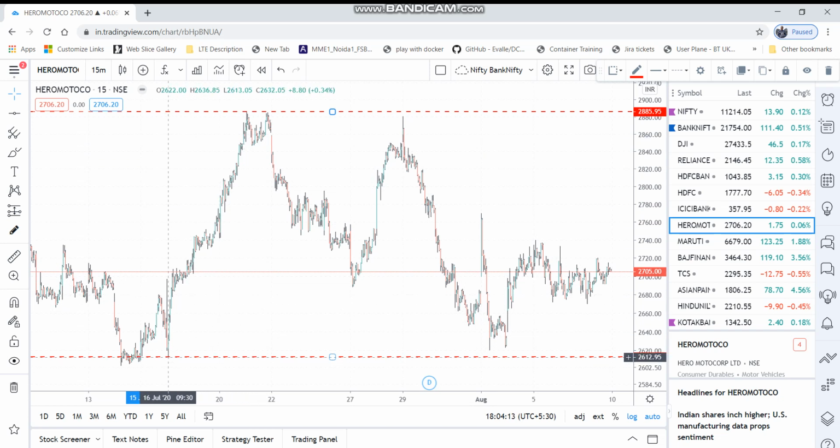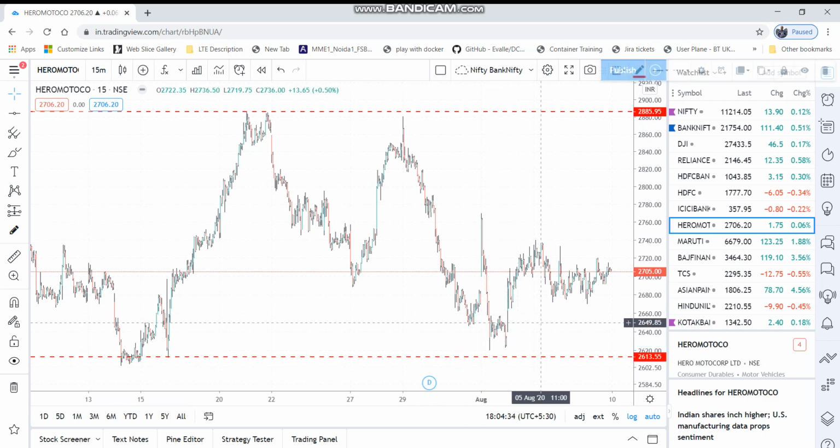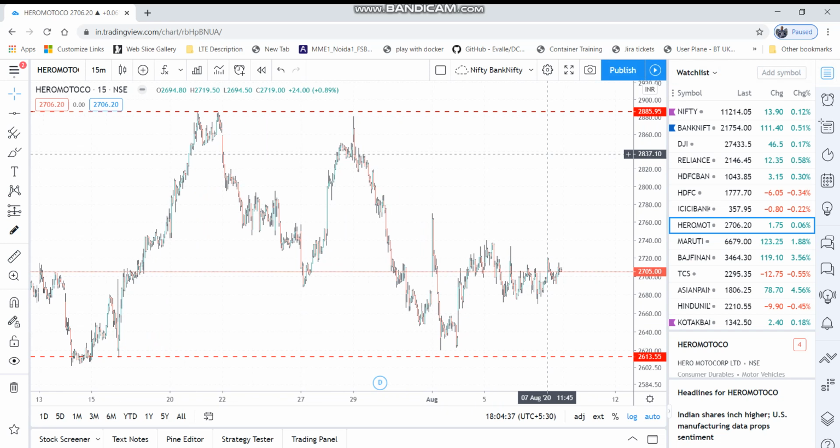So once they have entered on this level, 2600-something, and once the price starts a retracement and touches this level again, this could be 1 to 2 plus or minus. So whenever it tries 2620, you should take an entry here. I have taken an entry here, and I'm now waiting for the 2885 level.